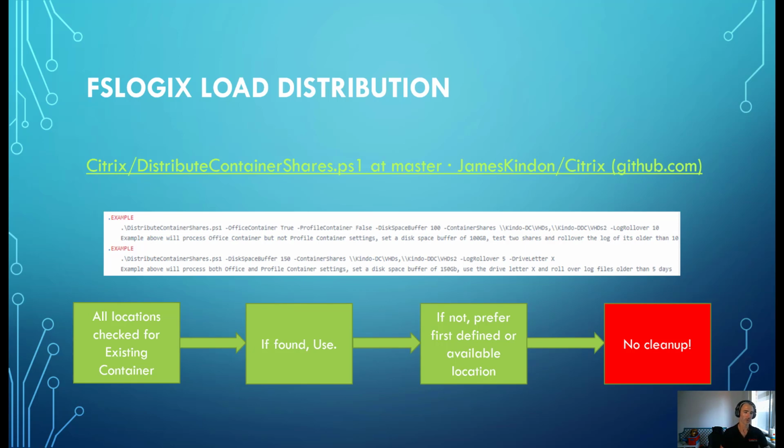The way that FSLogix works when it's dealing with multiple VHD locations is all locations are checked for an existing container. If there is a container found, use it for the user. If there's not, prefer the first defined available location, which means the first one in the list. Now, there is no cleanup logic in FSLogix, so if there are multiple containers due to outages or users moving around the place, FSLogix doesn't go through and clean this up.